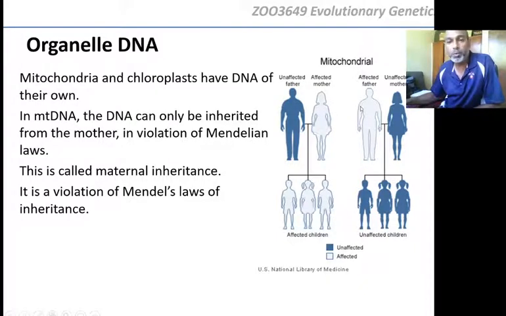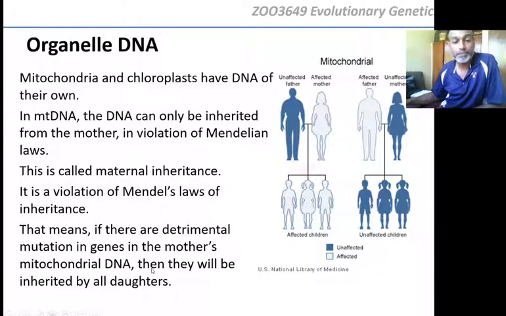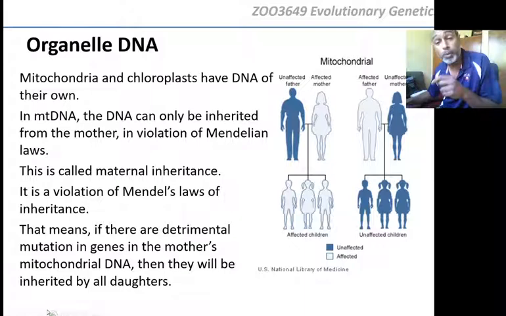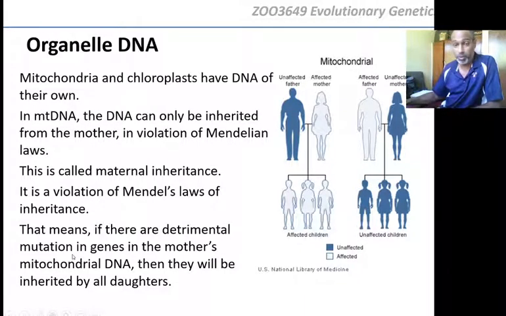What about this situation? Now mom is not affected, but dad is affected by a condition, right? On the mitochondrial DNA. What are the kids going to look like? Kids are going to be fine because the kids didn't get any mitochondrial DNA from dad. They only got it from mom. So that means if there's a mutation in the genes of the mitochondrial DNA, all the kids will get it, but only the daughters will be able to pass it to their kids. The boys will not pass it to their kids.